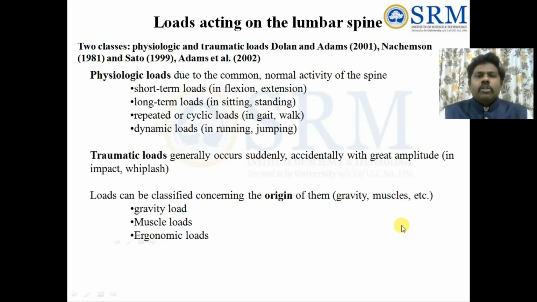Now, coming to the loads acting on the lumbar spine, we can categorize the loads into different categories. Physiological loads under normal activity are short-term loads, long-term loads, repeated or cyclic loads, and dynamic loads. These are the major categories of loads. Short-term loads are those in flexion and extension. For example, if I move my head forward and backward, that is a short-term load. I cannot hold it for a long time.